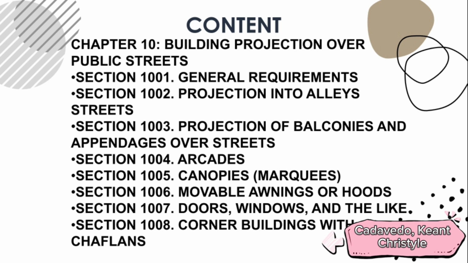Section 1004, Arcades. Section 1005, Canopies or Marquees. Section 1006, Movable Awnings or Hoods. Section 1007, Doors, Windows, and the like. And then lastly, Section 1008, which is Corner Buildings with Chamfers.